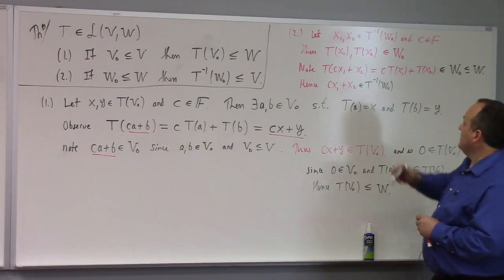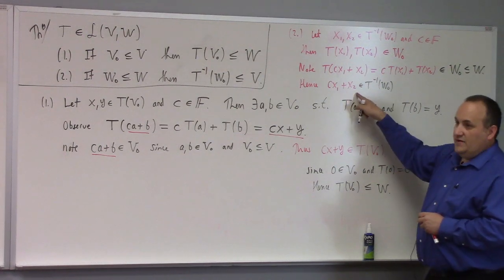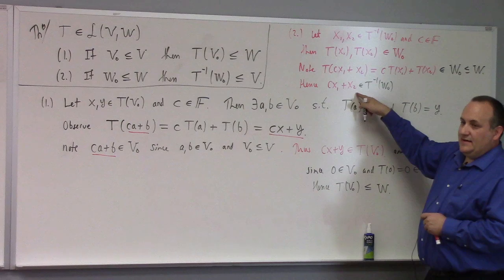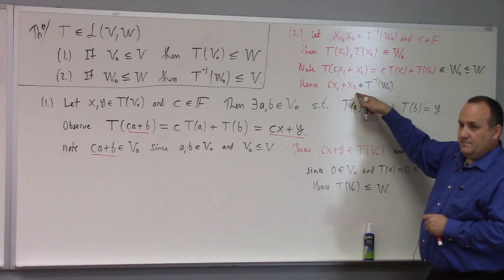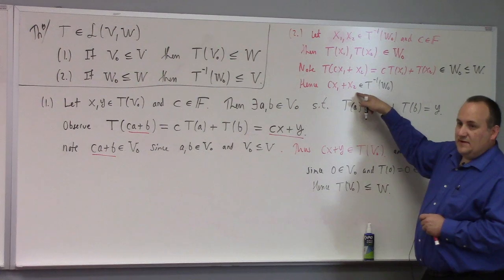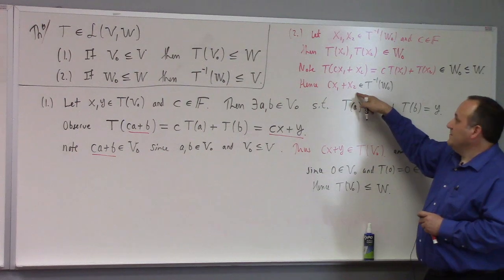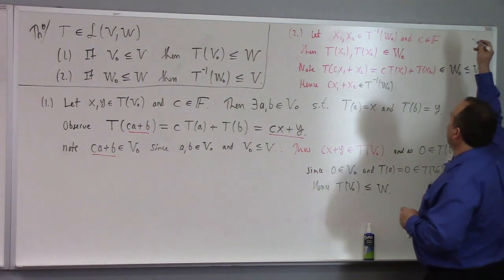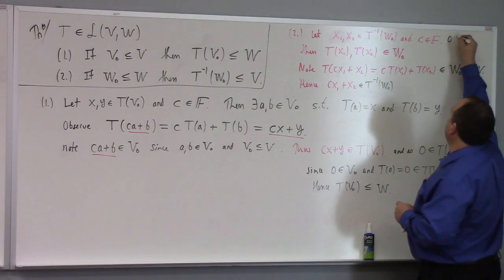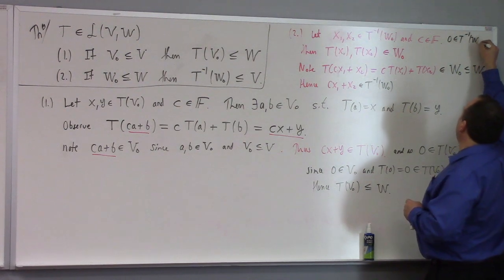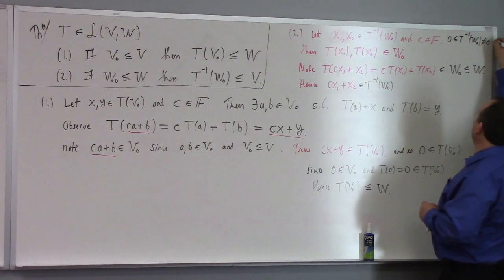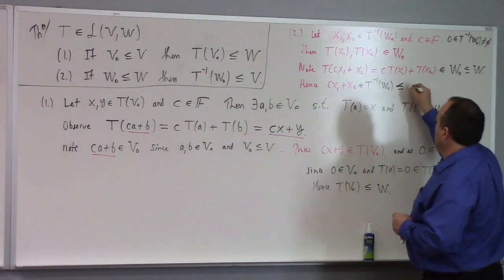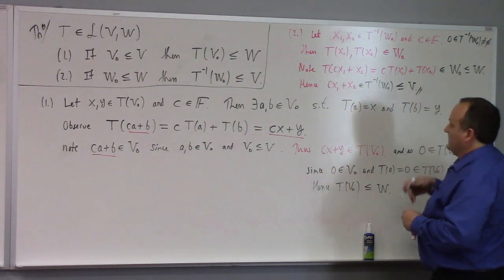Because now we've shown that given 2 points in the inverse image, a linear combination of said points is in the inverse image. Hence, I can apply the subspace test. I do need it's not empty. What do I use for showing it's not empty? 0. T of 0 equals 0, meaning the inverse applies as well. I probably should have said that up here, by the way: 0 is an element of T inverse of W naught. Okay, it's not empty anyway. So the point is, this is a subspace of V by the subspace test.